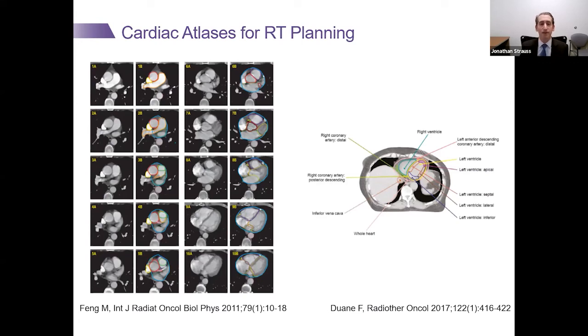We need to be able to map the heart very carefully, and there are a few atlases available, an American one and a European one, that give us guidelines on exactly how to contour, how to draw various substructures of the heart, and radiation oncologists can use these to track dose to these substructures of the heart. It's important for clinical practice, and it's important for ongoing clinical trials.